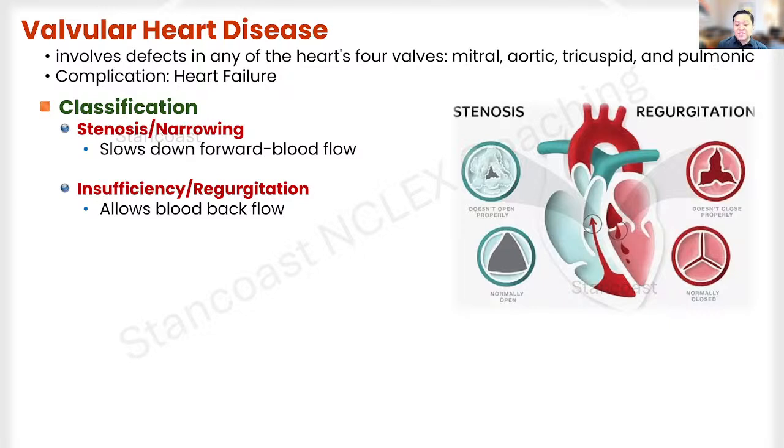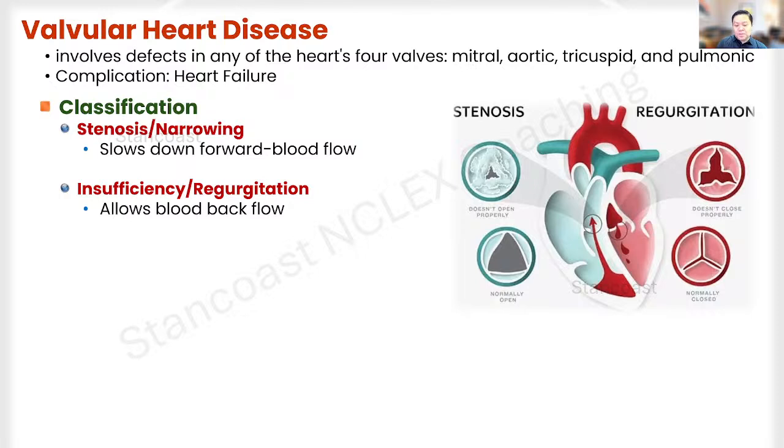Like I've said earlier, stenosis is basically caused by the narrowing of the heart valve, and this will slow down the forward blood flow. Okay, so there is resistance of the blood flow inside the heart chambers. Now, for the insufficiency or the regurgitation, this can allow the blood to leak back. It will go back up into the previous chamber, such as the backflow of blood from the left ventricle into the left atrium.